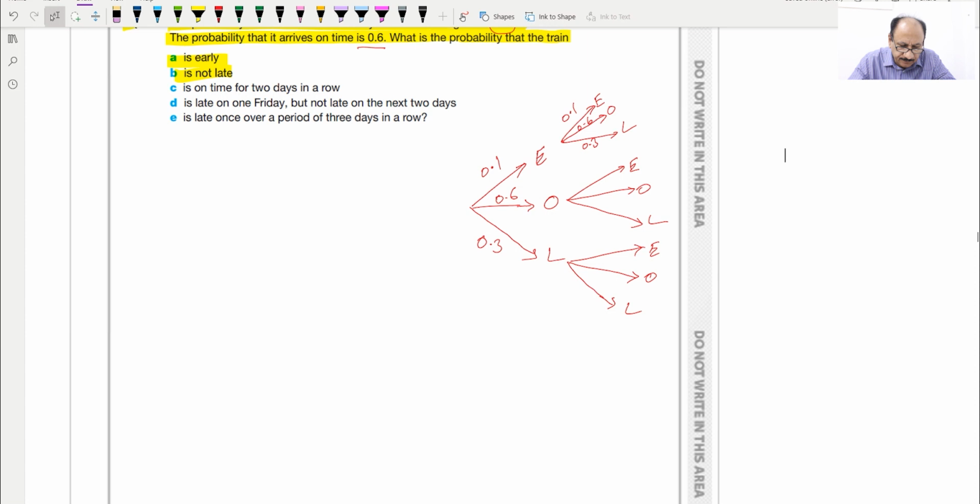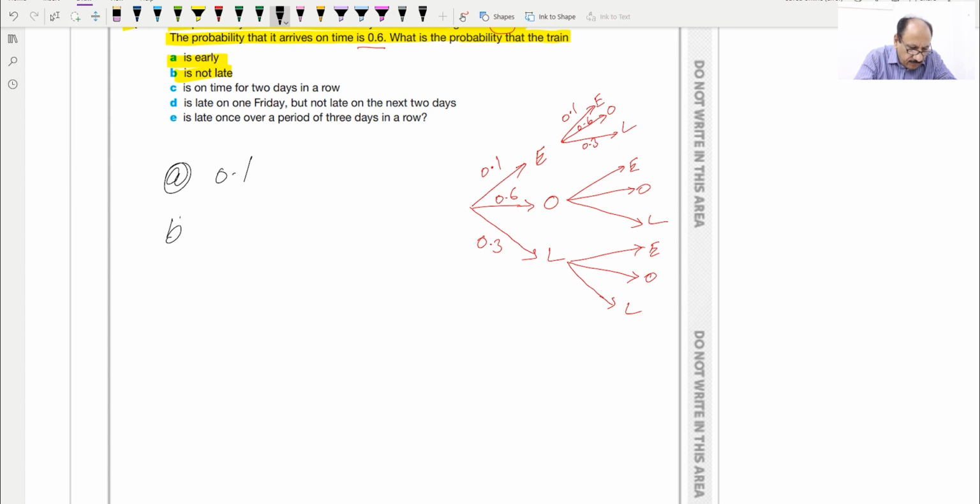And here is part A, and part A says what? Part A says is early. So early will be this one. So what's the probability that the train is early? So early is this one, which we can take as 0.1. So this is simple. For part A we can write 0.1 will be our answer.